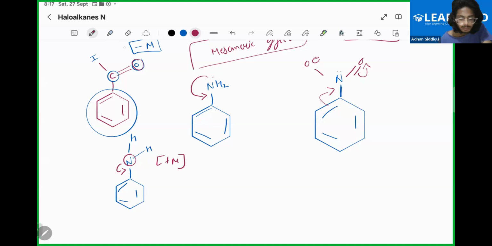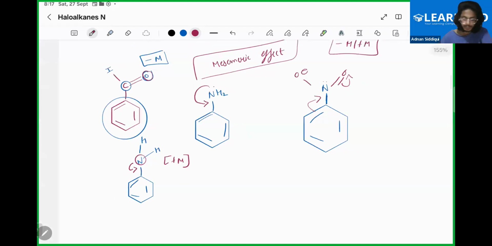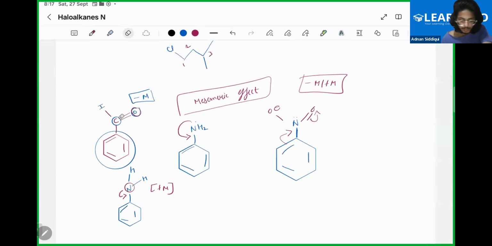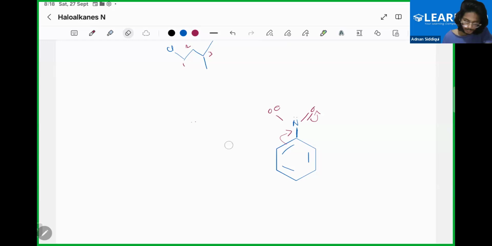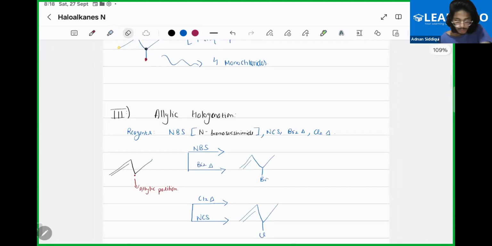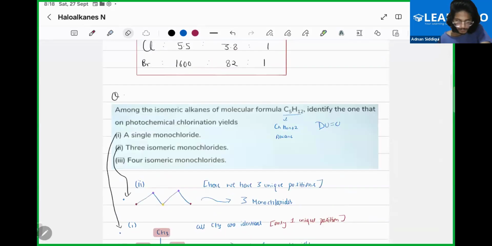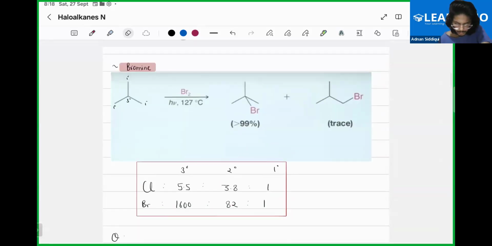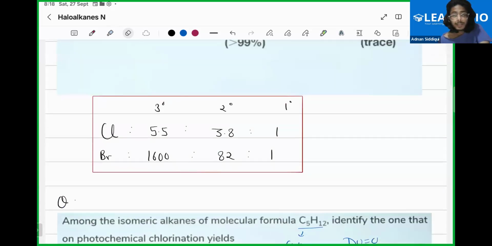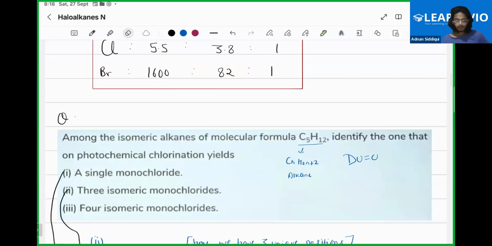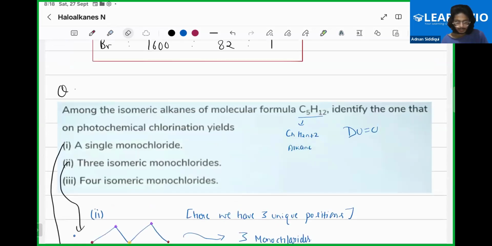Yes, sir. Okay. So this was an 11th class concept. So let us move ahead with our chapter and we are going to pick up a little bit of pace now, so we can cover it up. Right. I hope we did this question or not? Chlorine is reactive and bromine is selective. Yeah, we did this. This is another NCERT question.